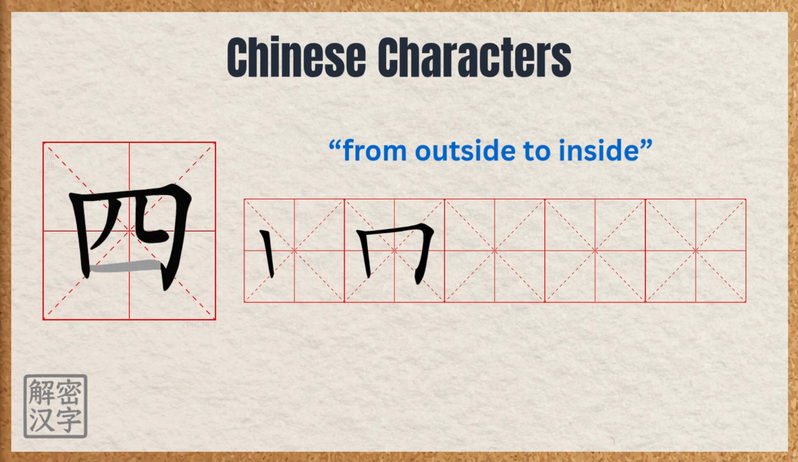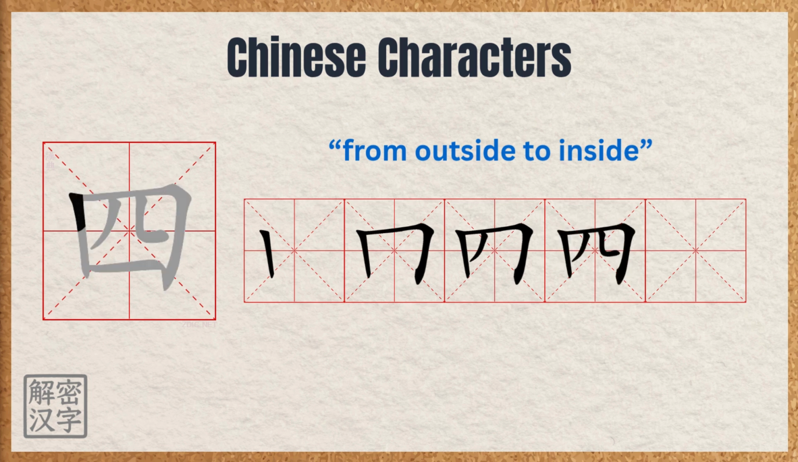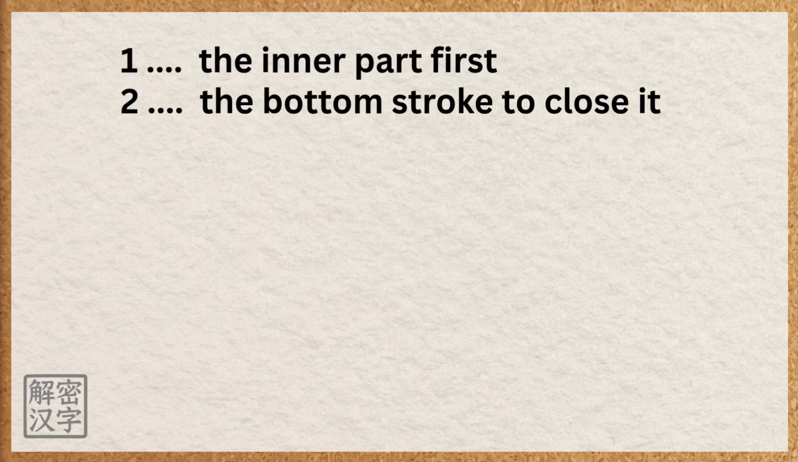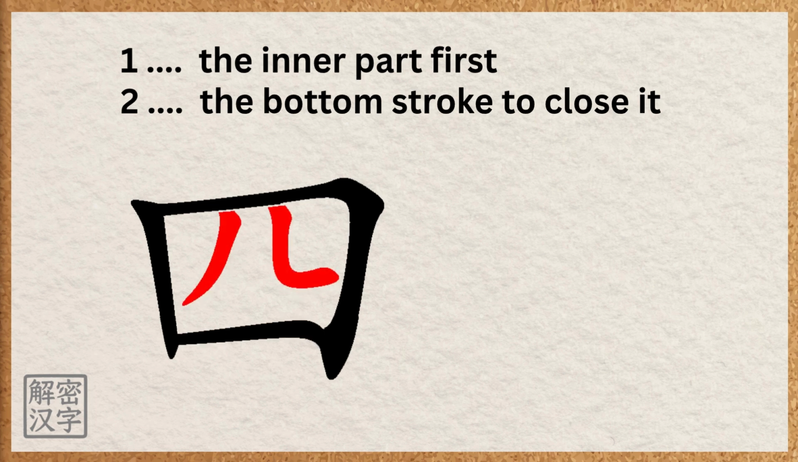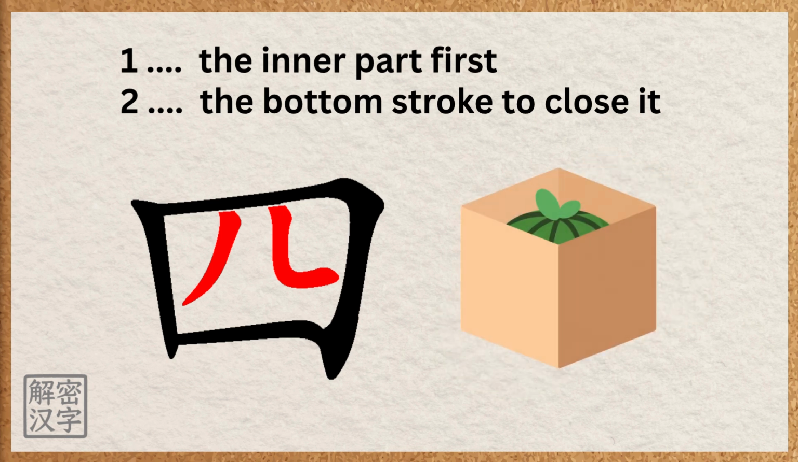Next, we move on to the inside. On the left side, write the left falling stroke. Then, on the right side, write the vertical turning stroke. After we finish writing the inner component, we finally add the bottom horizontal stroke to close the outer frame. Remember this important rule for fully enclosed characters: we always finish the inner part first and then add the bottom stroke to close it. It's just like putting things into a box before sealing it shut.